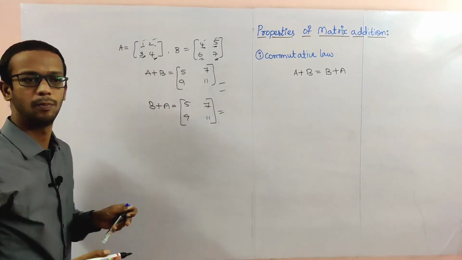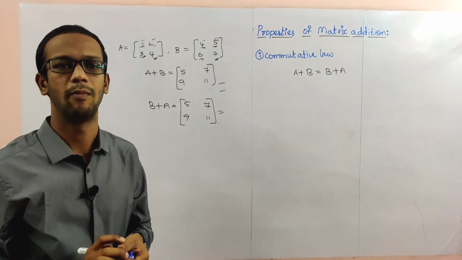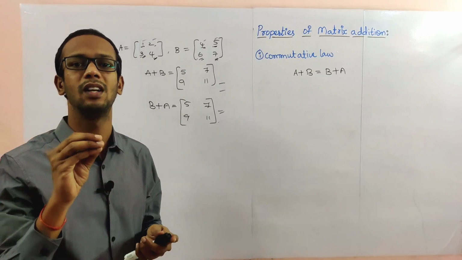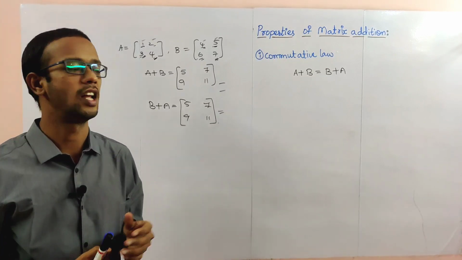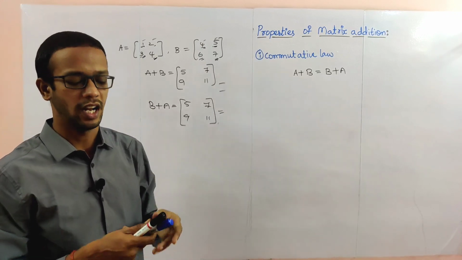So A plus B and B plus A, both are equal. But compulsory the order should be the same first, then only addition exists. This law is called commutative law.